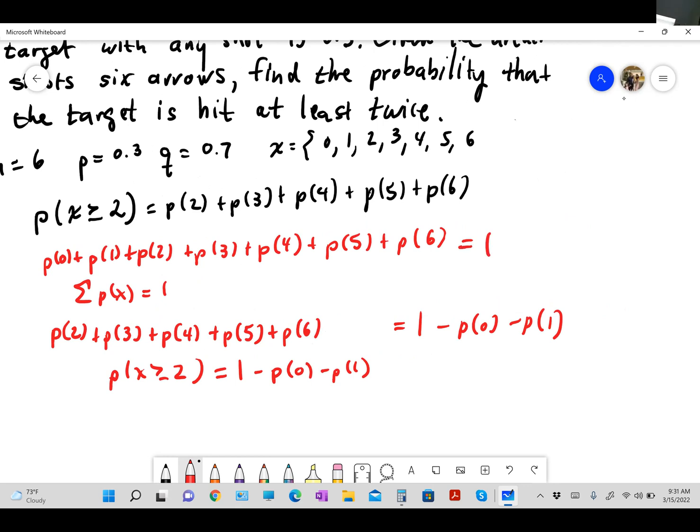Okay, so if you try 6 times, you could hit it 0 times, once out of 6 times, or twice out of 6 times, or 3 out of 6 times, or 4 out of 6 times, or 5 out of 6 times, or 6, that's it. Because we tried 6 times. Agreed?